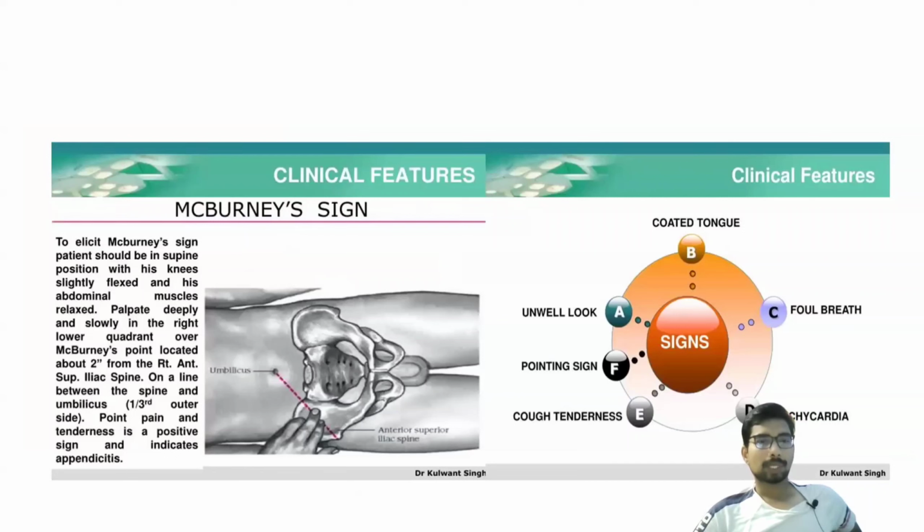McBurney's sign: to elicit the sign, the patient should be in supine position with knees slightly flexed and abdominal muscles relaxed. Palpate deeply and slowly in the right lower quadrant over McBurney's point, located about 2 inches from the right anterior superior iliac spine, on the line between the spine and umbilicus, at the outer one third. Point pain and tenderness is a positive sign and indicates appendicitis. Clinical features are foul breath, pointing sign, cough tenderness, tachycardia, and coated tongue.